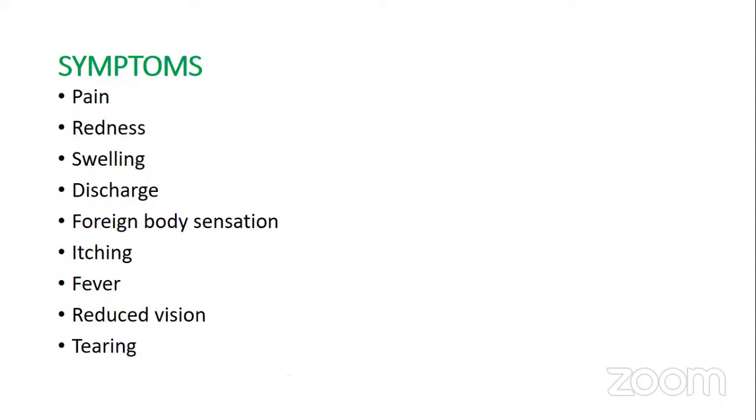One person might actually have only redness and no other symptom they're complaining of. Another one will have itching and discharge. Then others will present with reduced vision. Others will feel like something has fallen in their eyes, like a foreign body in their eyes. And others will present with tearing, or the eyes are swollen, the eyelids and the conjunctiva, that white part of the eye.